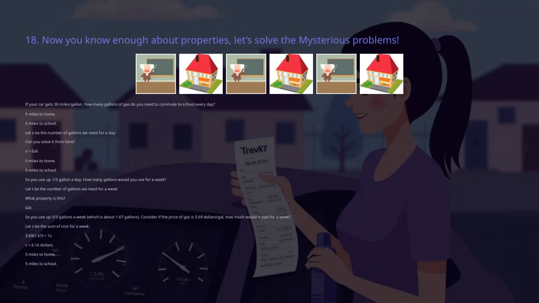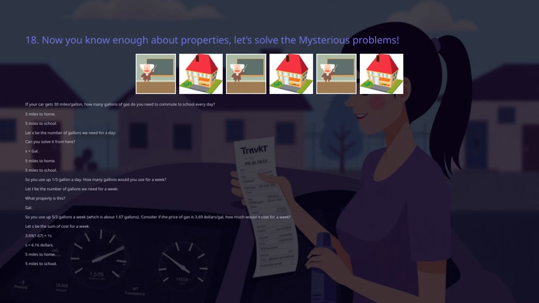Now that we've covered properties, let's put that knowledge to work and solve these problems. Suppose your car gets 30 miles per gallon. How many gallons of gas would you need to get to school and back every day? Well, you travel 5 miles to school and 5 miles home, so a total of 10 miles daily. Let's call the number of gallons needed for one day x. Can you see how to set this up? Since your car gets 30 miles per gallon and you're traveling 10 miles, then x equals 10 divided by 30. So x equals 1/3 of a gallon per day.